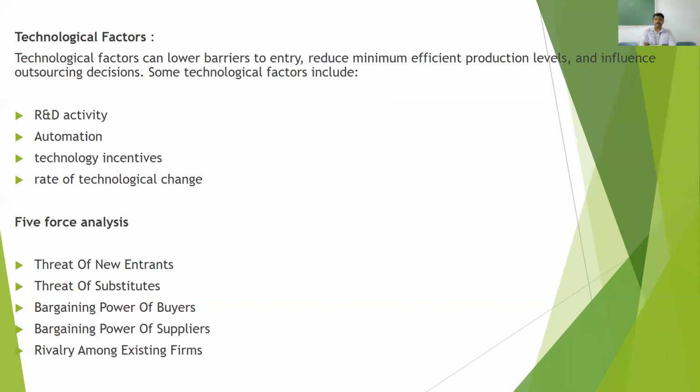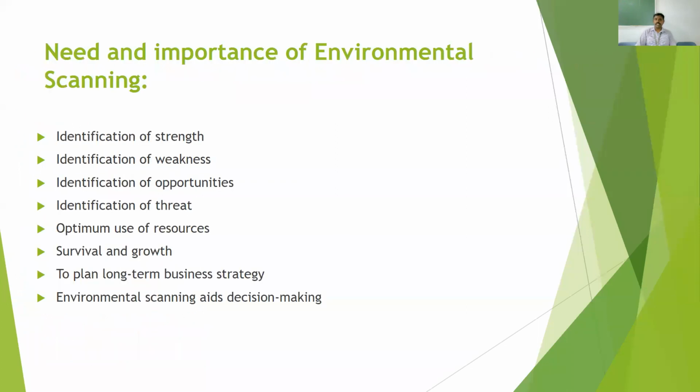And bargaining power of suppliers. Even suppliers have bargaining power with the manufacturers in supplying the raw materials to produce any goods and services. So the bargaining power of suppliers also has to be looked into. And the rivalry among existing firms. There is competition between the existing firms as well as the new firms. How are you going to compete with the existing firms? These things you have to analyze very clearly. That is called the 5 force analysis.